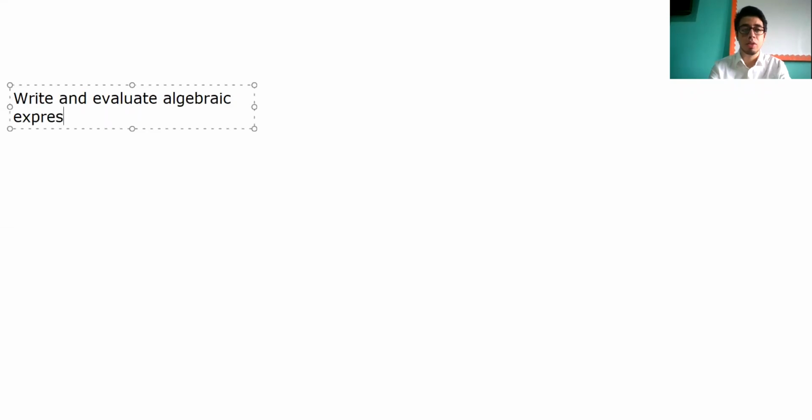Okay, then chapter 4 is about generating equivalent expressions. But the first section, what we are going to study today, is to write and evaluate algebraic expressions. So I'm going to write here the topic of this section: write and evaluate algebraic expressions. Okay, then in example 1, we have to write expressions to represent situations.